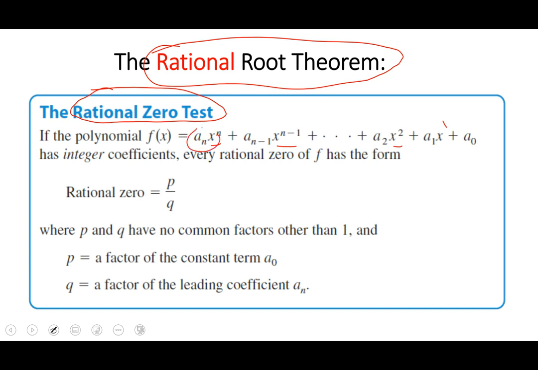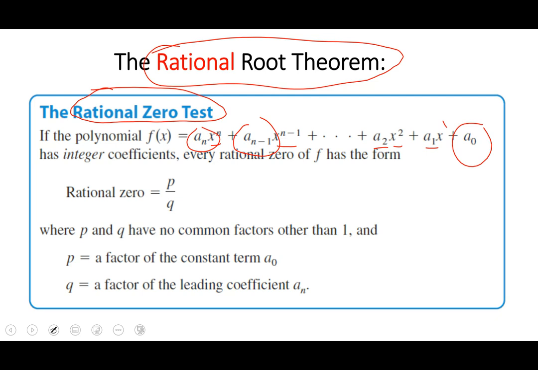So if this was x to the n, this coefficient would be called a sub n. That would be the leading coefficient. A sub n minus 1 would go with x to the n minus 1, and then on to the end, a2 would go with x squared, a1 would go with x to the first, and of course your final term here would have to be your constant with no variables.